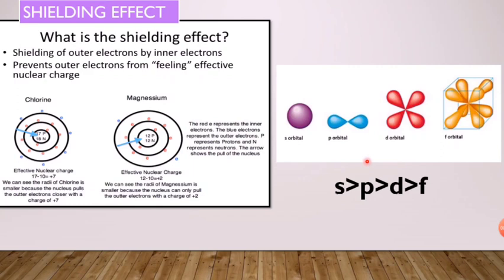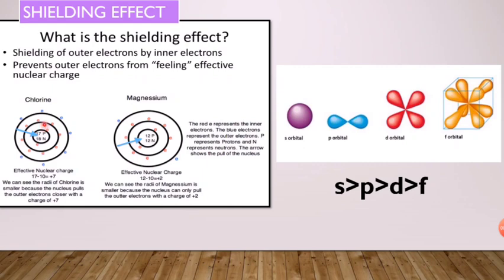Suppose the magnitude of nuclear charge acting upon the valence electron is 7. Then the inner electrons present between the nucleus and the valence electron, and there will be lots of electrons between these two, may be of s orbital, p orbital, d orbital or f orbital. They will shield the effective nuclear charge which is acting upon the valence electron, right?